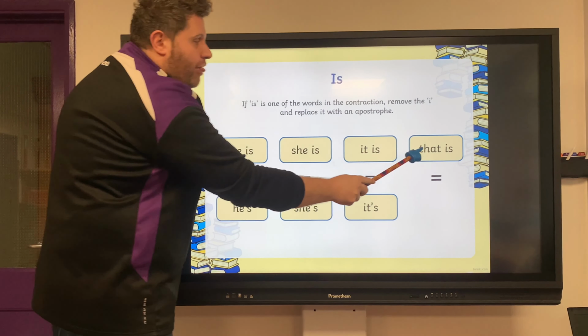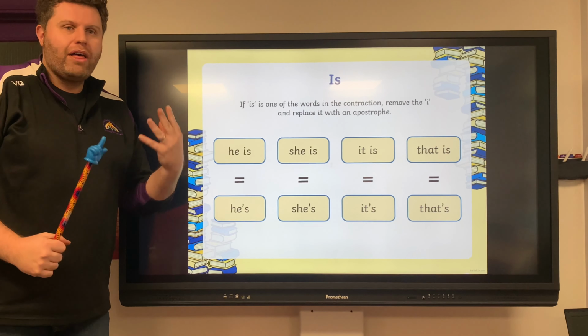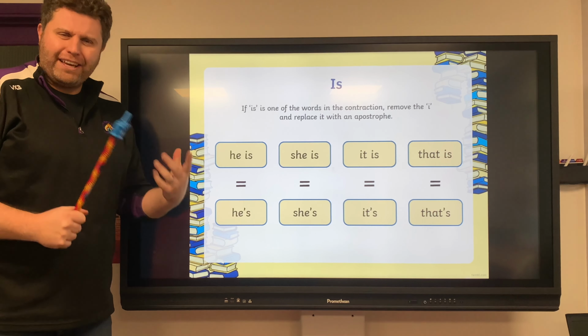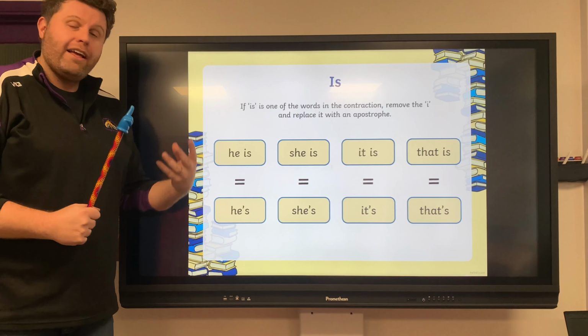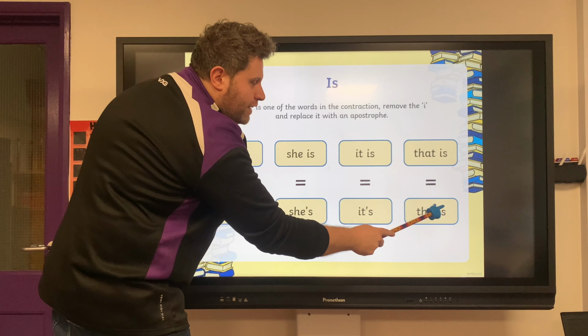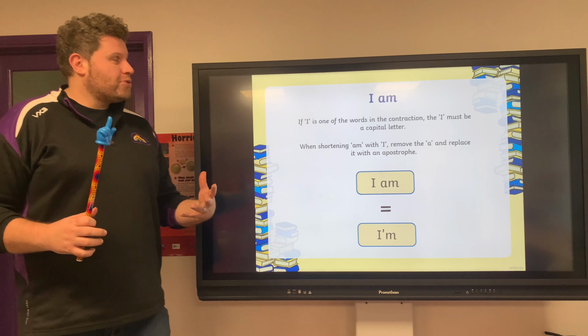If we had "that is", we could shorten that into "that's". So instead of saying "that is funny", it's a bit like how a robot talks, isn't it? We could say "that's funny". And again, we have the word "that", apostrophe, s, and the i has been replaced. Okay, well done with that, boys and girls.